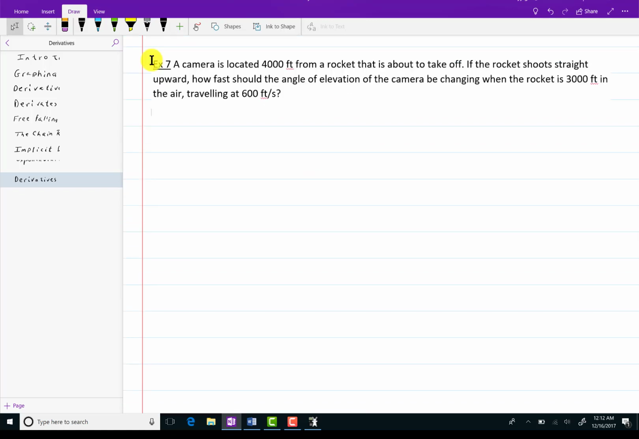All right, this is the last of my examples. A camera is located 4,000 feet from a rocket that is about to take off. If the rocket shoots straight upward, how fast should the angle of elevation of the camera be changing when the rocket is 3,000 feet in the air, traveling at 600 feet per second? So let's say we have something like this. So the rocket is going 600 feet per second upward. We'll have to put a 3,000 in here when I get to that.